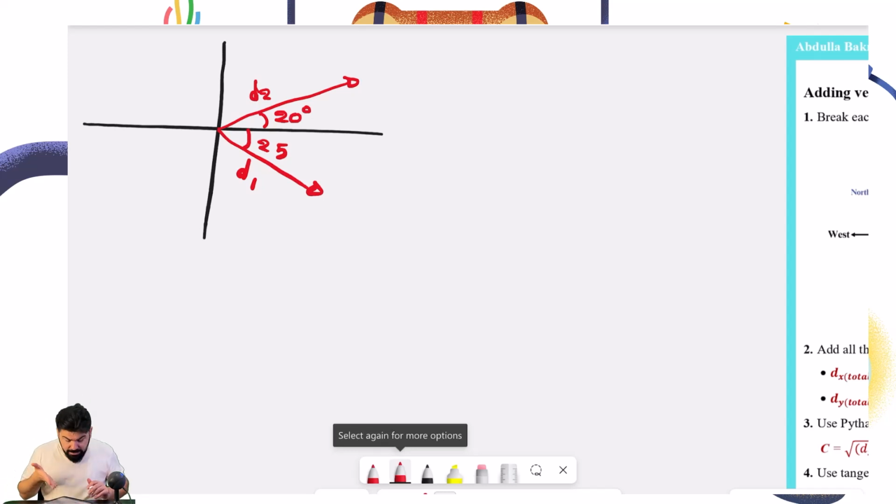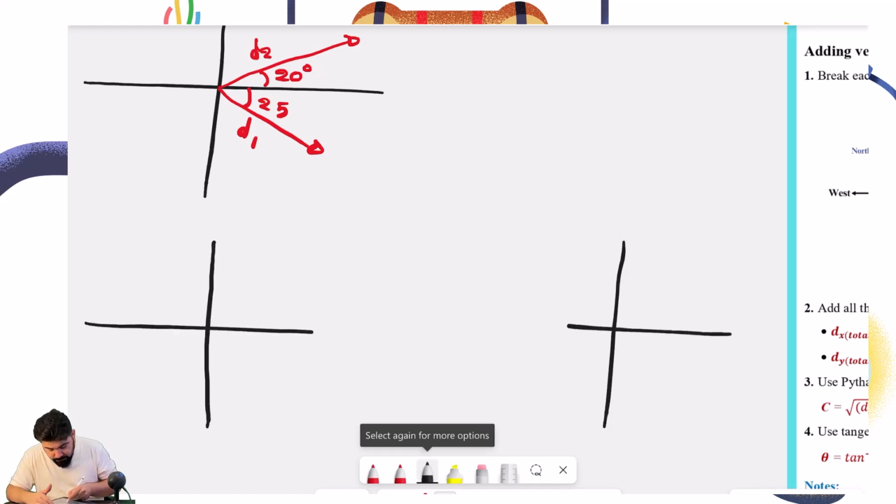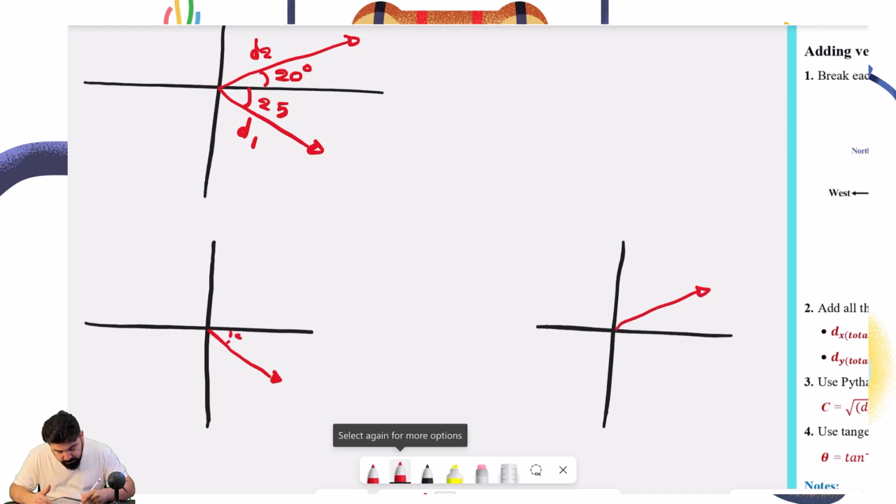Now, solving this by analyzing these two vectors on the same coordinate system can sometimes mess things up. You might confuse them. So I'm going to do something else. I'm going to separate these two vectors. This is my first vector and this is my second vector. And if you have more than two vectors, do that too, it's the same thing. This is 25 degrees and I call this d1. This is d2, and this is 20.